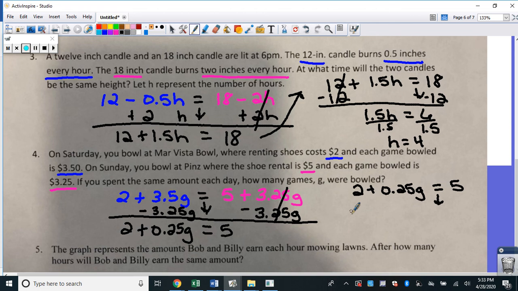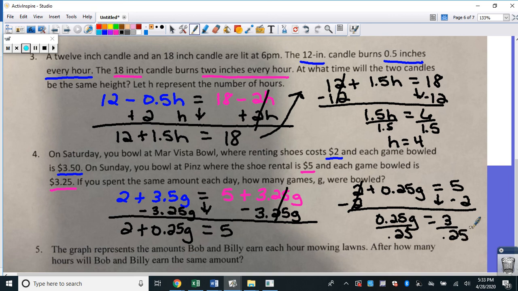Okay. So now I've got a normal two-step equation. I have this positive 2 here, so I'm going to write the inverse and write a negative 2, which is like subtracting 2. So I'm left with positive 0.25g, and 5 minus 2 is 3. And if I do 3 divided by 0.25, that's going to be 12. So if they spent the exact same amount each day, that means that they bowled 12 games each day.